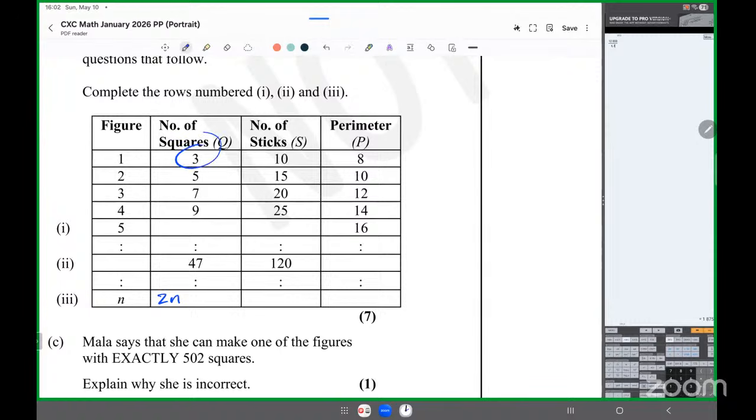And the first value is 3. 2 times 1 is 2. You have to add 1 to make the formula. If you're not sure, you can try the second value on it. 2 times 2 is 4, plus 1 makes 5. So you can try the values on it if you like. Then this one now is going up by 5, right? It's going up by 5. So the formula starts with 5n. But the first figure has 10. So 5 times 1 is 5. You have to add another 5 to it. So it's 5n plus 5.